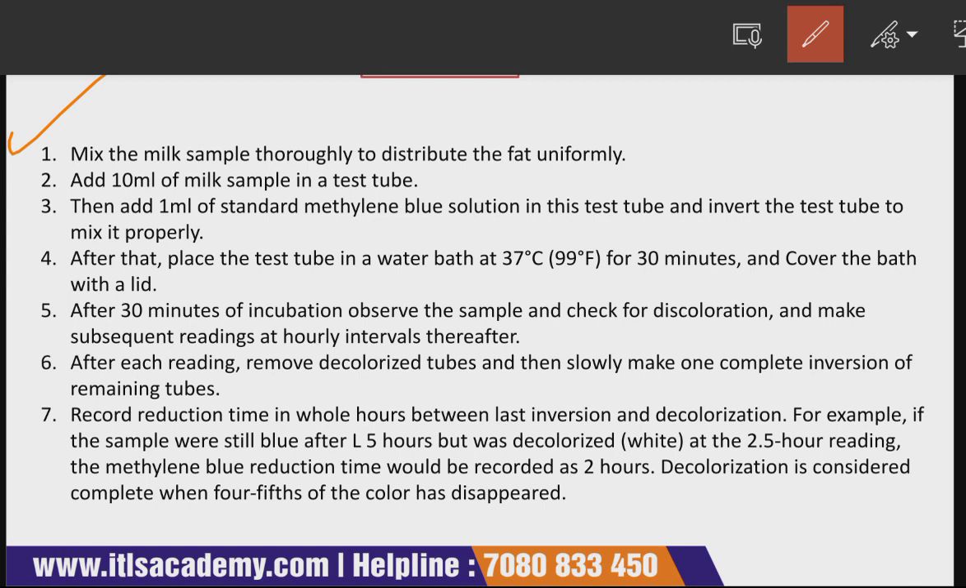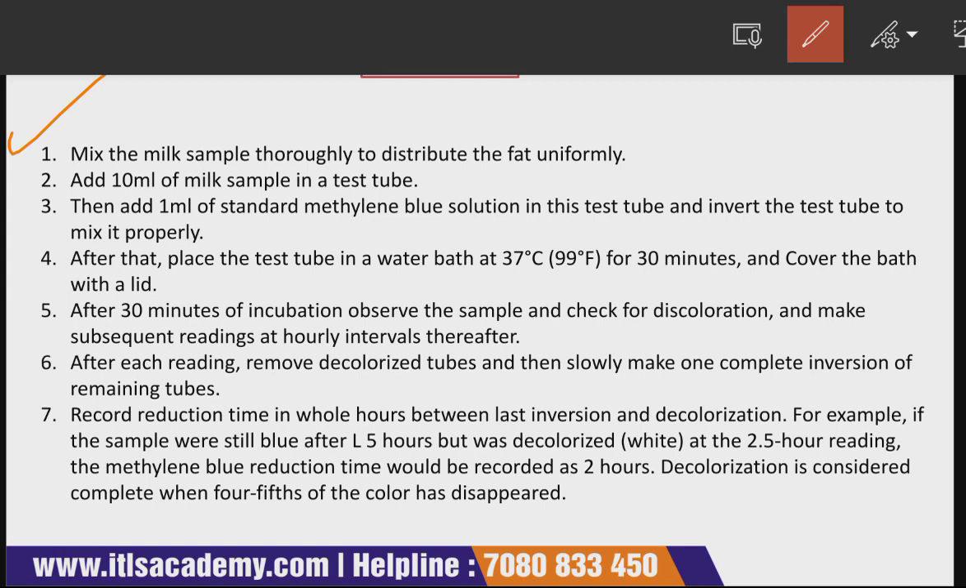Then place the test tube in the water bath. Now you have to take the test tube and place it in the water bath at the temperature of 37 degrees centigrade. So what should be the temperature of the water bath? The temperature of the water bath should be 37 degrees centigrade, and you have to keep it for 30 minutes. Then you have to cover the bath with a lid.